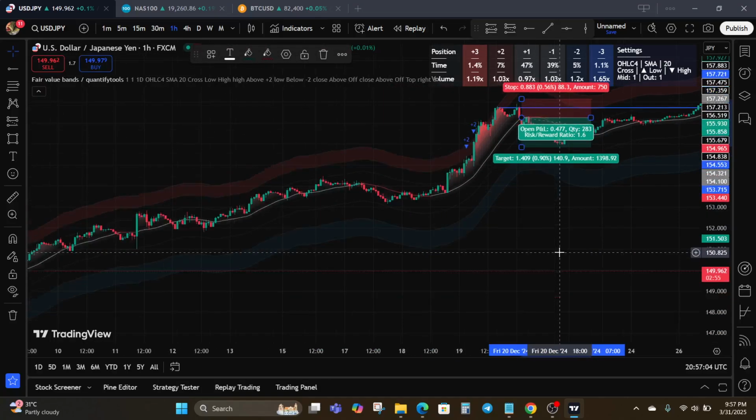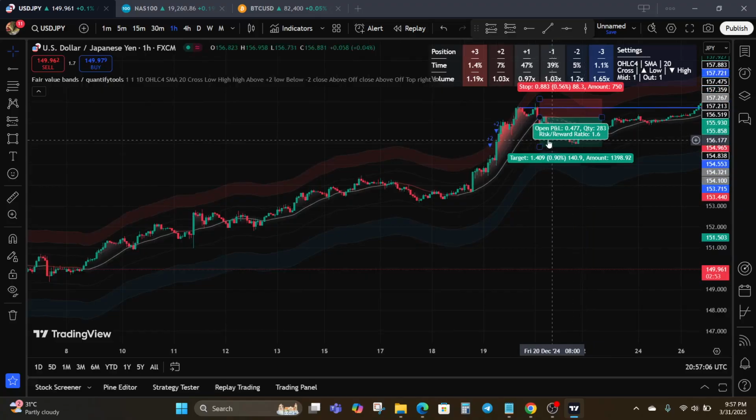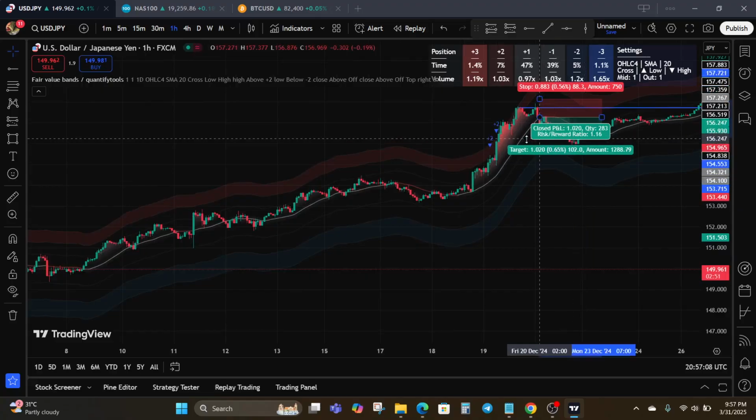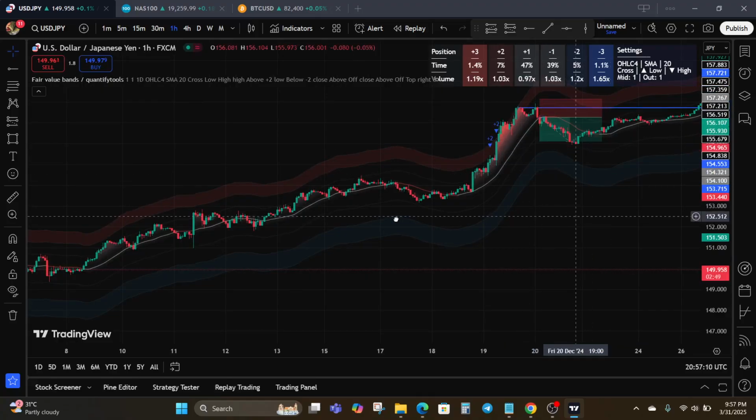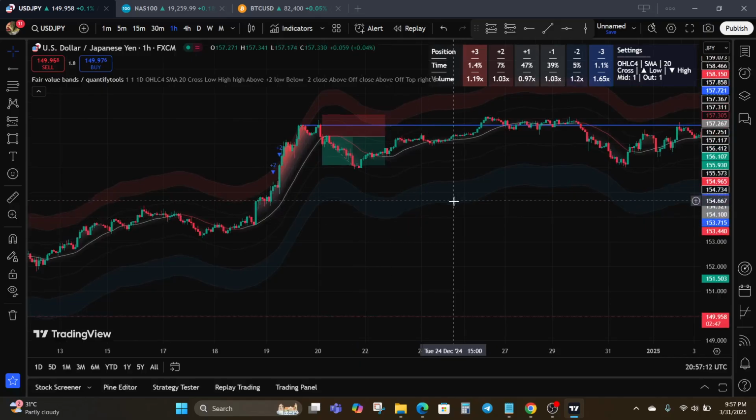All right. Meanwhile, you ensure that your take profit level is at a valid zone. So the fair value band indicator is an essential tool for traders who want to predict market reversals with accuracy. By understanding overbought and oversold conditions, traders can improve their entry timing and avoid unnecessary risks.